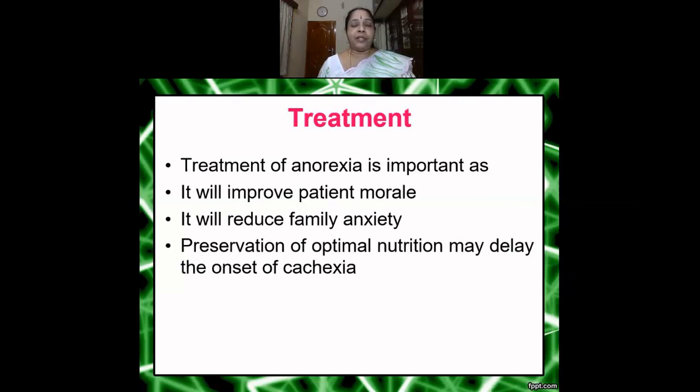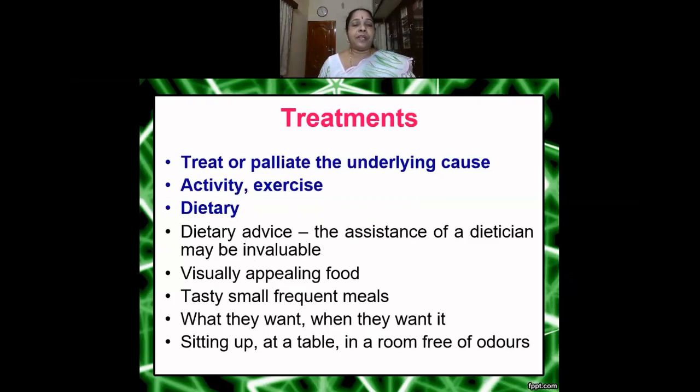Treatment of anorexia is important because it will improve the patient's morale, meaning their attitude and well-being will be improved. It will reduce the anxiety among the family members, help to preserve optimal nutrition, and it may delay the onset of cachexia. Cachexia is abnormal weight loss. When the patient does not eat food, the patient becomes malnourished and there is weight loss in the individual, leading to cachexia.